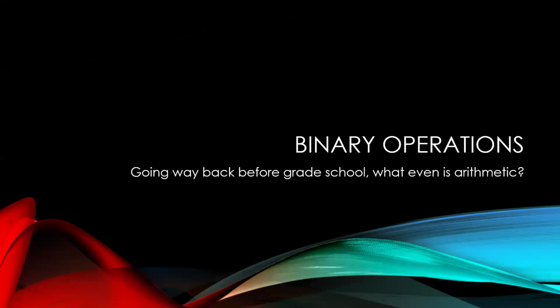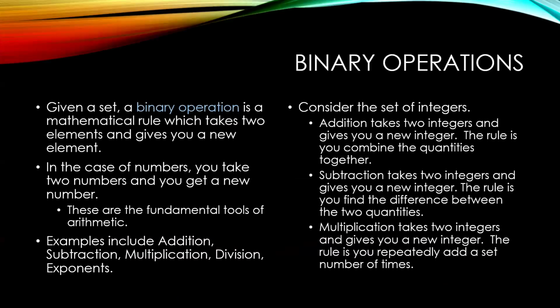And so let's talk about binary operations. This goes way back. What is addition? And so given a set, a binary operation is a mathematical rule which takes two elements and gives you a new element. In the case of numbers, you take two numbers and you get a new number. These are the fundamental tools of arithmetic. And so you know these things. Examples include addition, subtraction, multiplication, division, and exponents.